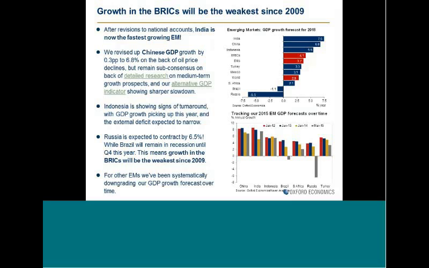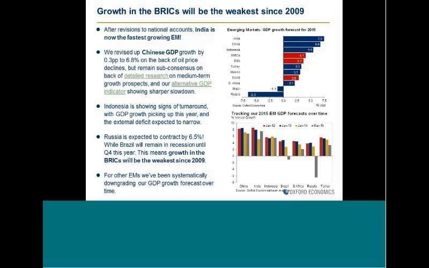And we still remain below consensus, below the government estimates, based on detailed research that our Asia-Pacific team did on the drivers of total factor productivity and medium-term prospects. We also developed an alternative GDP indicator based on retail sales and balance sheets of companies that points to a sharper slowdown. So China to grow below 7% this year.